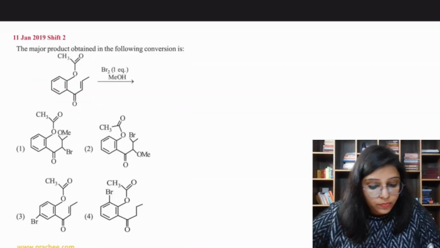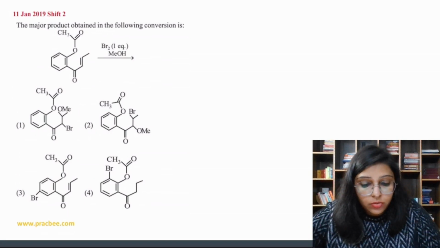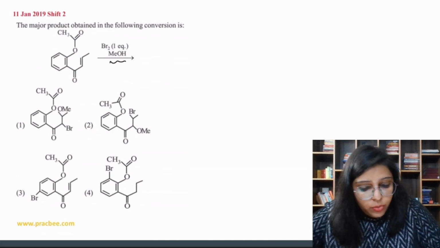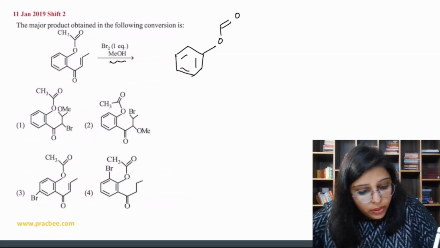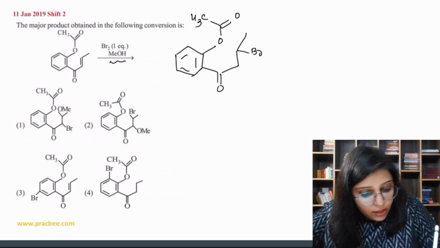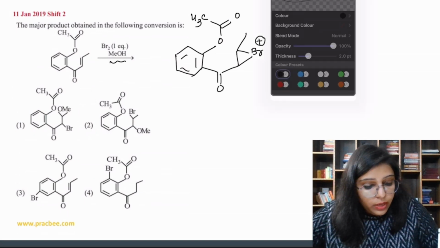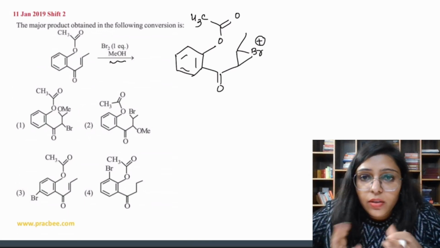Now, next question. The major product obtained in the following conversion is... So we have Br2 (1 equivalent) and we have MeOH. So Br2 1 equivalent, so we will form bromonium ion, right? Across the double bond, we will form bromonium ion. So we write Br positive. Okay? Now what will happen?